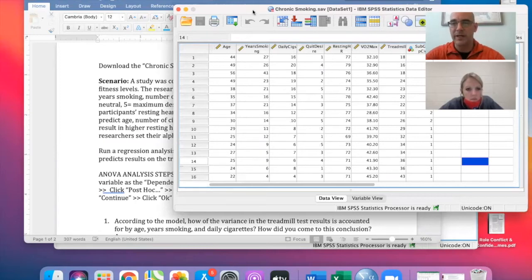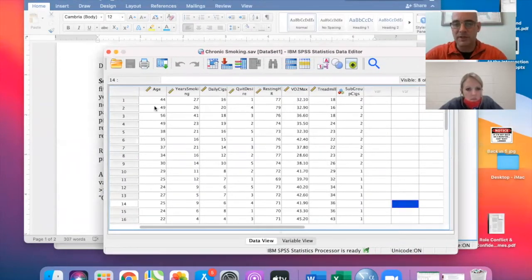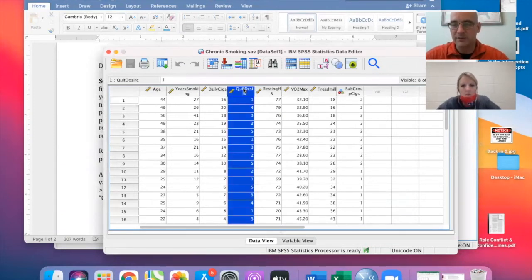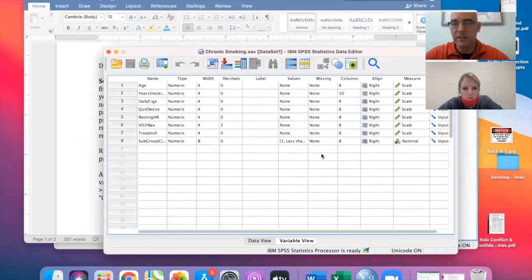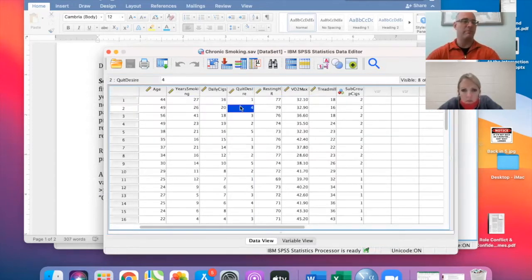When you pull up the data set, you'll see that for each participant they collected demographic data on their age, how many years they had been smoking, daily cigarette use, and their quit desire. I was a little confused on this one because in the variable view it's not real clear under quit desire. They didn't identify their values. It's clearly on a 1 to 5 scale, but I wasn't sure if 1 meant highly motivated to quit or if 5 was the anchor. But that's not going to be for today's question.